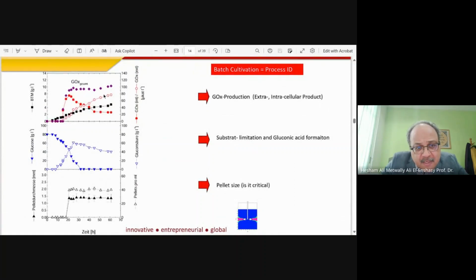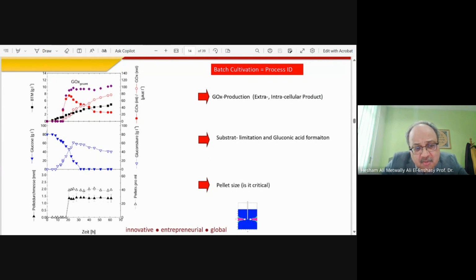For extracellular value, we can reach 80 at the end of cultivations, but almost 55% is still intracellular, and we have extracellular products. It's a mix of both extracellular and intracellular product. And this is the biomass. We have a biomass of 4 grams per liter.